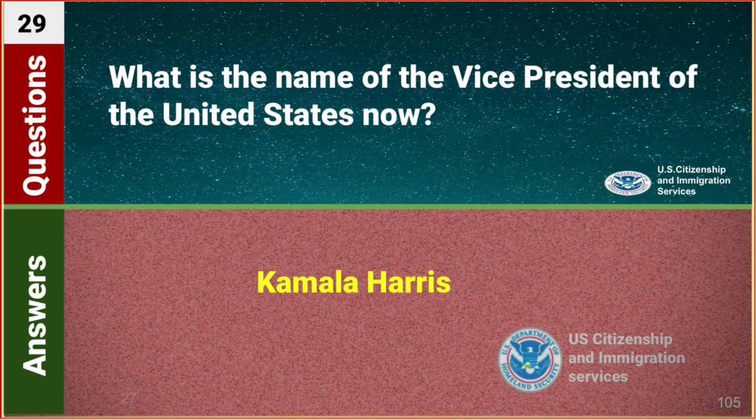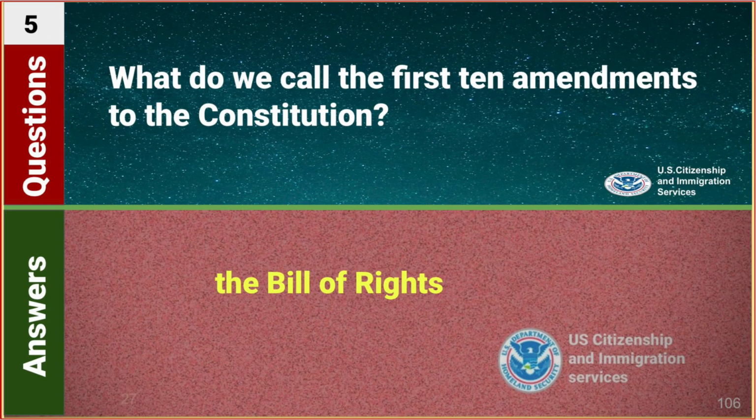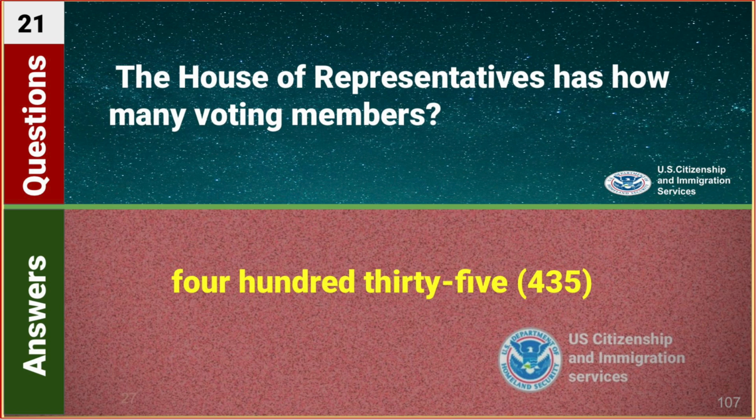What is the name of the Vice President of the United States now? Kamala Harris. What do we call the first 10 amendments to the Constitution? The Bill of Rights. The House of Representatives has how many voting members? 435.